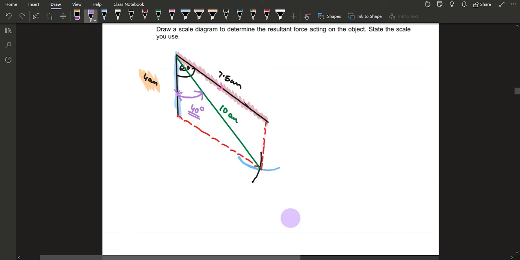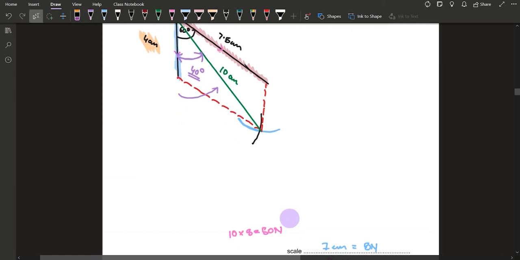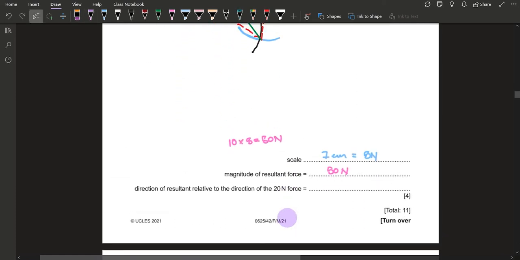And if we go here on this side, it is anti-clockwise. So we can write here 40 degrees anti-clockwise from 20 Newton force. And we are done with question number 2.